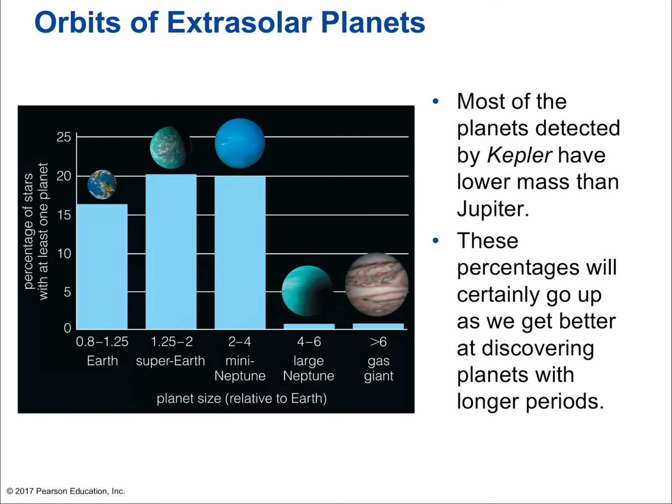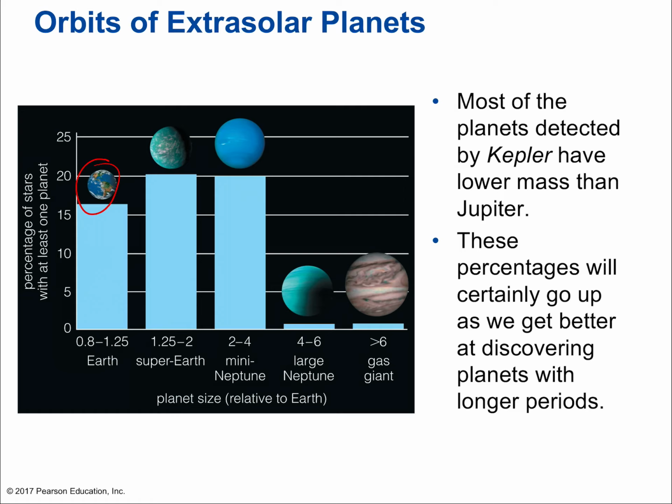Furthermore, what about size, okay? So most of the planets detected by Kepler have lower masses than Jupiter. These percentages will certainly go up as we get better at discovering planets with longer periods, okay? So that's the thing, is we're probably not finding those distant gas giants. So we're finding a lot of Earth-sized planets, okay? So pretty common, about 15% of the planets have been discovered.